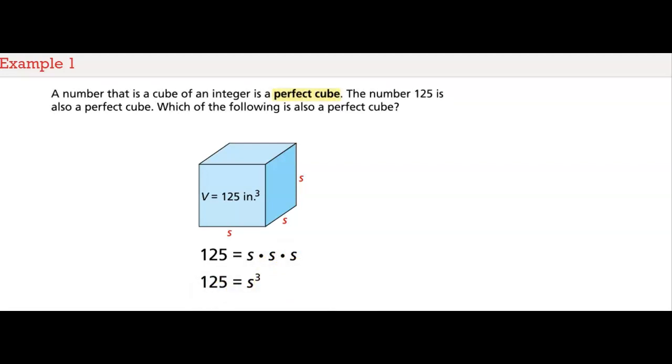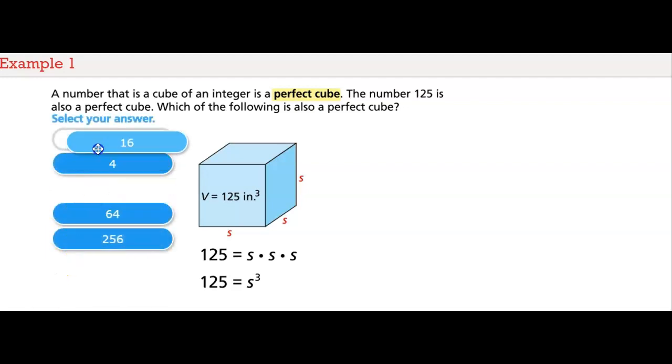A number that is a cube of an integer is a perfect cube. The number 125 is also a perfect cube. Which of the following is also a perfect cube? Select your answer.